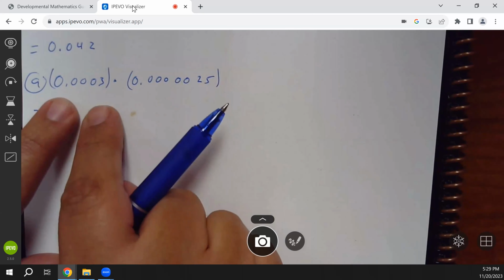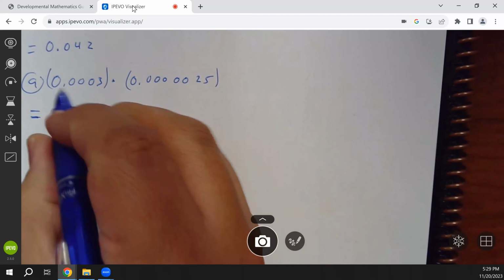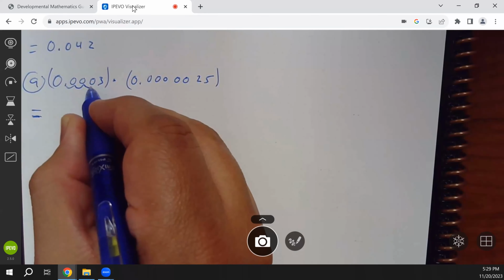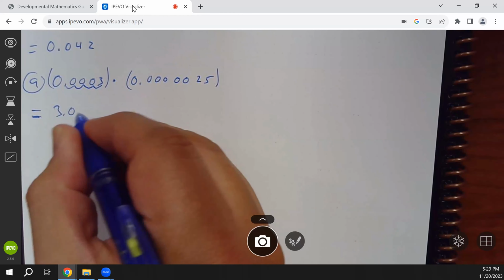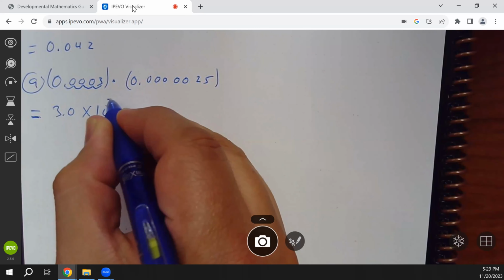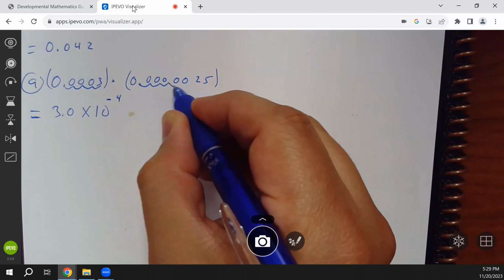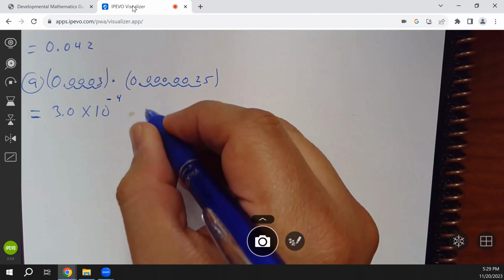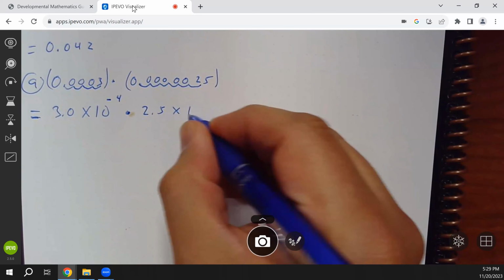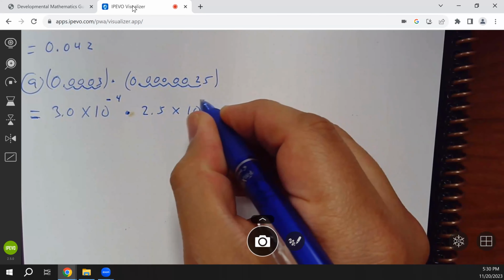This is a very small number. So move it to the right. What is our exponent going to be? Positive or negative? Three point zero times 10 to the 1, 2, 3, 4. This guy is what? 1, 2, 3, 4, 5, 6. That'll be 2.5 times 10 to the -6.